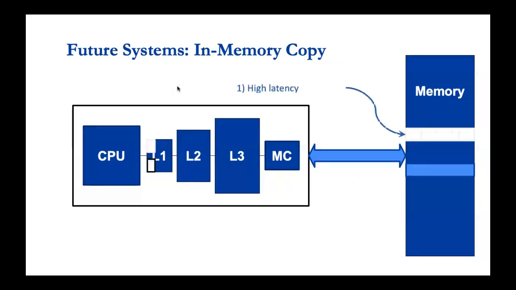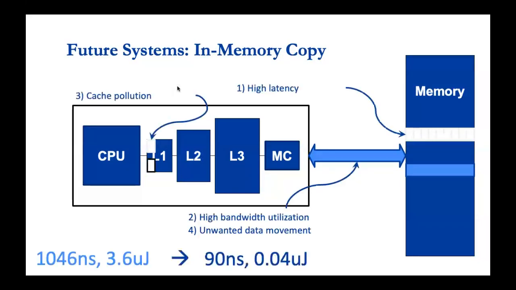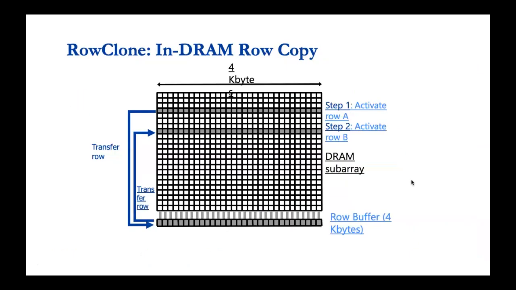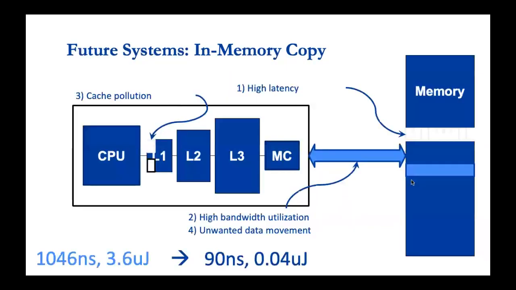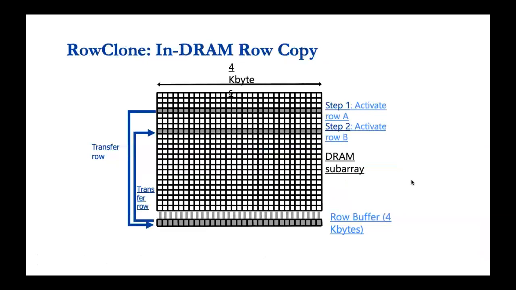But we can do this with the future system we are talking about now. Same problem. The idea is creating, moving, or processing data in memory. We can change 1046 nanoseconds to just 19 nanoseconds and 0.04 microjoules. So it's a great saving in energy and also latency. We decreased latency, and we decreased energy. So our system is efficient and sustainable.